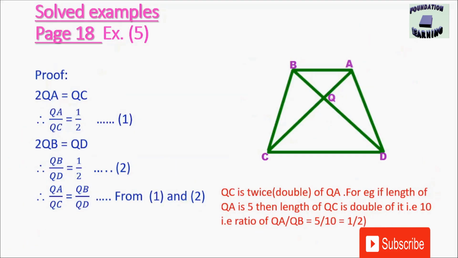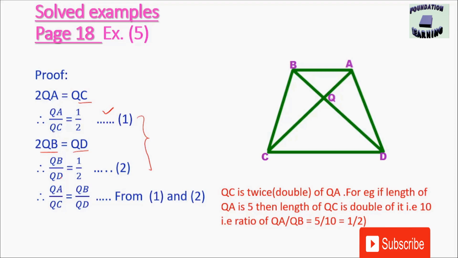Now, we'll do the steps. 2QA is equal to QC, given condition. Therefore, when you cross multiply, you get QA upon QC is equal to half. Second condition was 2QB is equal to QD. When you cross multiply, you get QB upon QD is equal to half. And from 1 and 2, you found that the right hand side of both is half. Therefore, the left hand side, that is QA upon QC, is equal to QB upon QD.